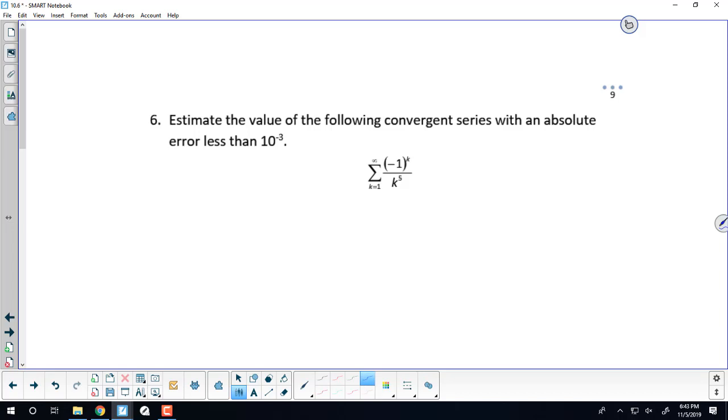So the magnitude of the remainder, or the error, is less than or equal to a sub n plus 1. So the first neglected term, the a sub n plus 1 term, with this alternating series would be what?